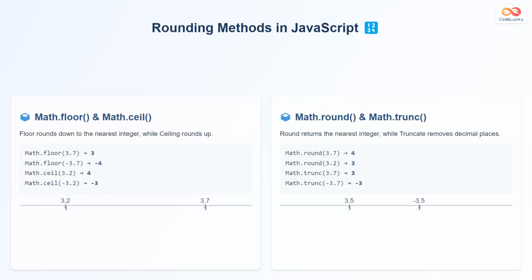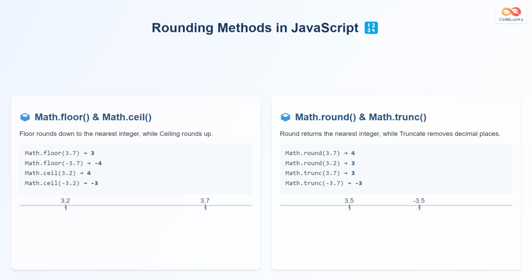The floor method rounds a number down to the nearest integer, while the ceiling method rounds a number up to the nearest integer. For example, Math.floor of 3.7 results in 3, while Math.floor of -3.7 results in -4. Conversely, Math.ceil of 3.2 results in 4, and Math.ceil of -3.2 results in -3.